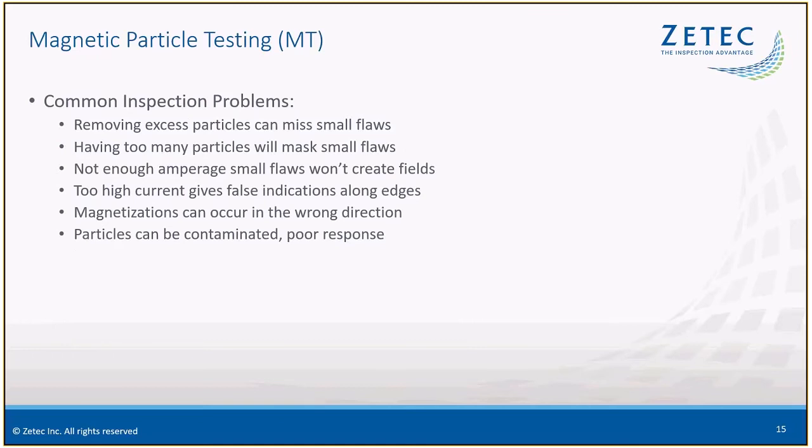So that would not be good to do. You're having to find this kind of medium point of current. And as you are dealing with these orientations of magnetization, you can get them to occur in the wrong direction, so you may not be seeing something because of that. And then the ferromagnetic particles themselves can be contaminated, and if that happens, they may not respond like you would expect with a ferromagnetic particle, and you may get a poor response.